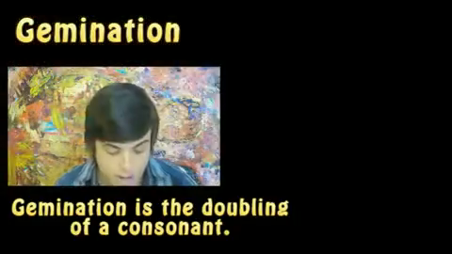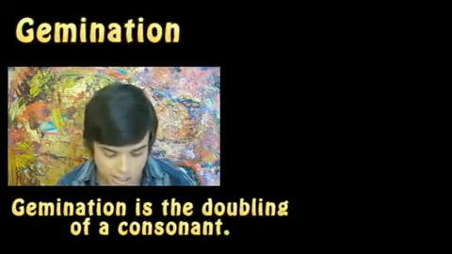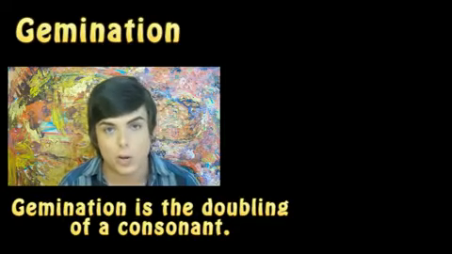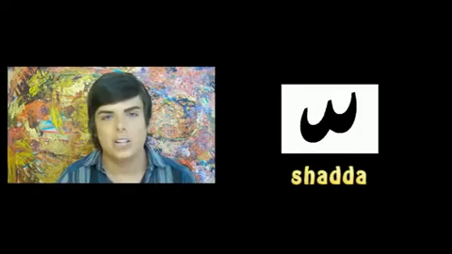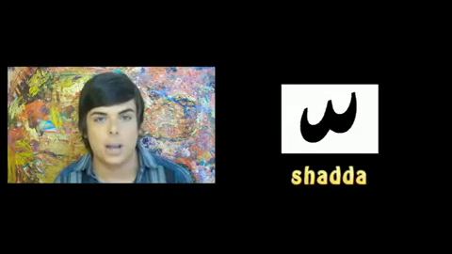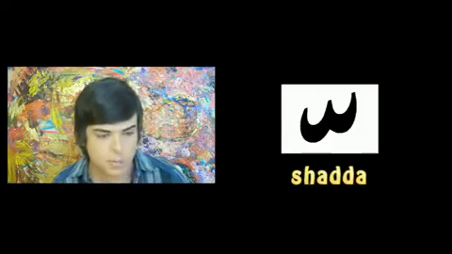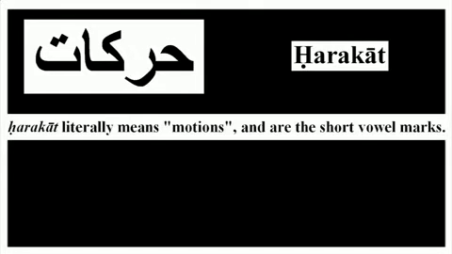Okay, let's move on to the topic of gemination. Gemination is the doubling of a consonant. Instead of writing the letter twice, as one would do in English, Arabic places a sign that looks like a small W, called shadda, above it. Now shadda is a very good term to become familiar with in terms of diacritical signs. The name for the whole matrix of diacritical signs is known as harakat. Harakat literally means motions and are the short vowel marks.